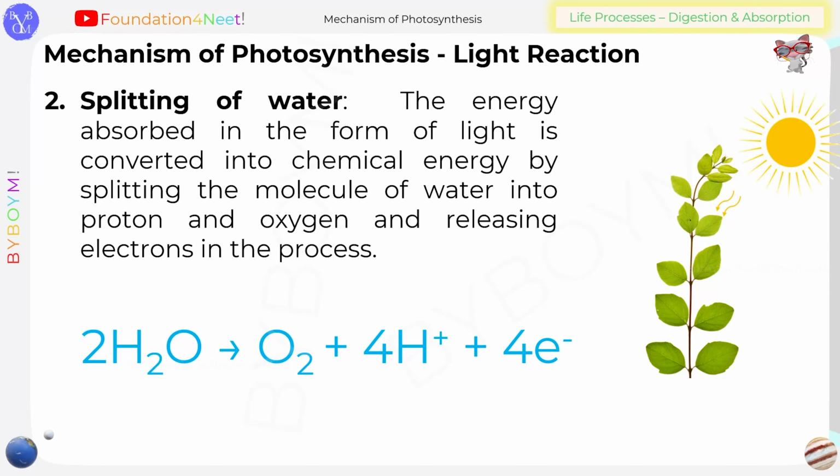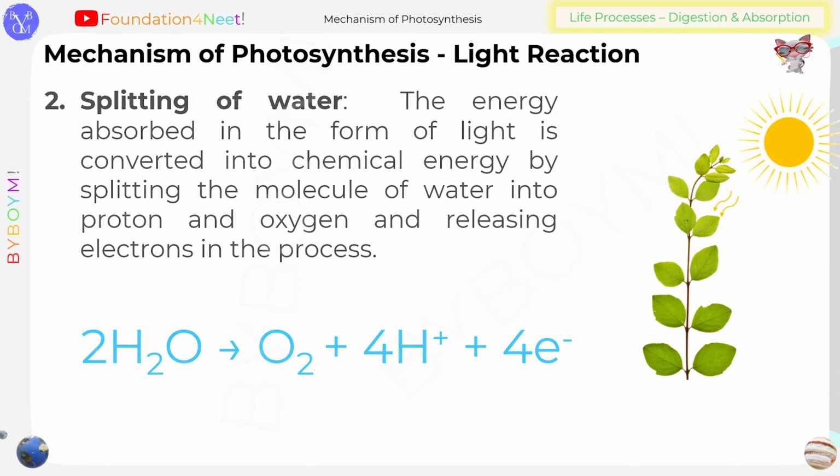And the fate of 4 protons that are produced here is that these 4 protons would be accumulated inside the thylakoid, and this would create a proton gradient where the concentration of protons would be more inside the thylakoid but less outside. So the protons will then move down the gradient, and the ATP synthase enzyme would use this energy to produce ATP.